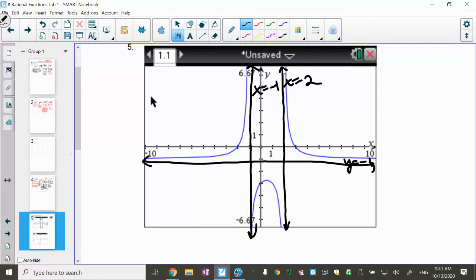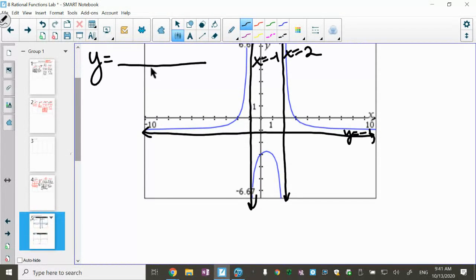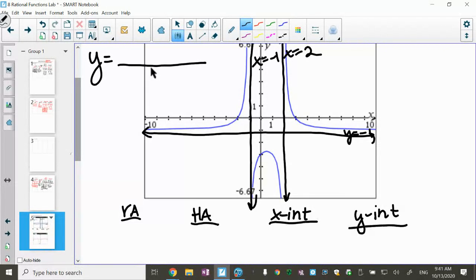So the first thing I'm going to do is set it up. Y equals, and it's going to be a big fraction. I know it is, so I'm going to do the work over here. Actually, I'm going to do it below it. So I'm going to do the work here. So I have vertical asymptote, horizontal asymptote, x-intercept, and y-intercept. Okay? You can write down what they all mean if you need to, but I do this.